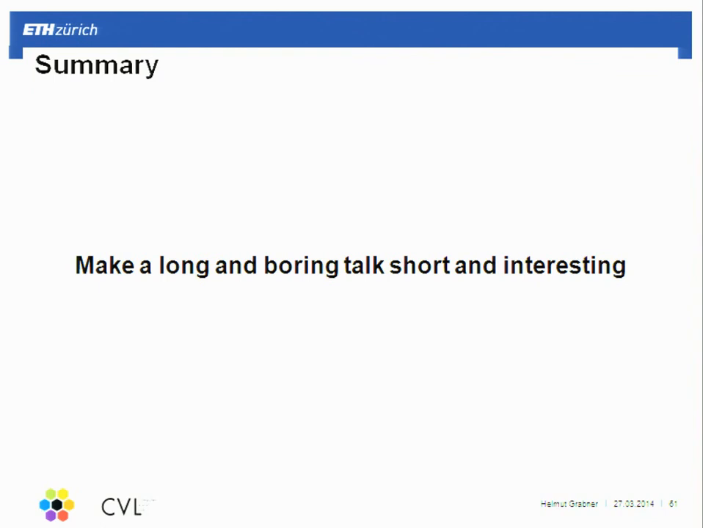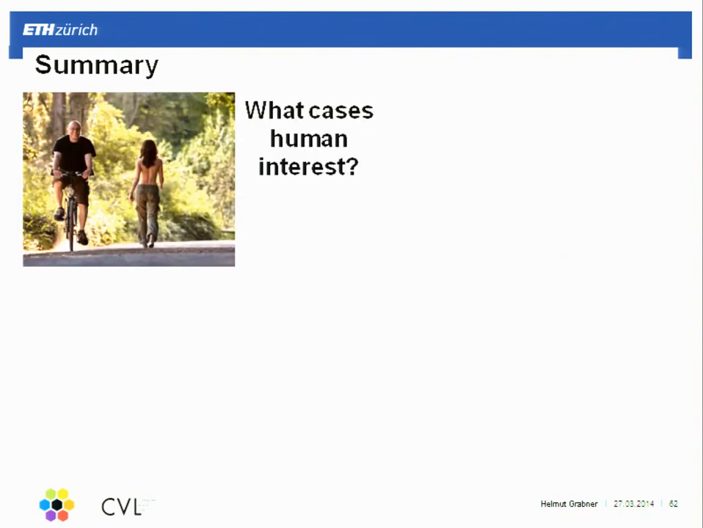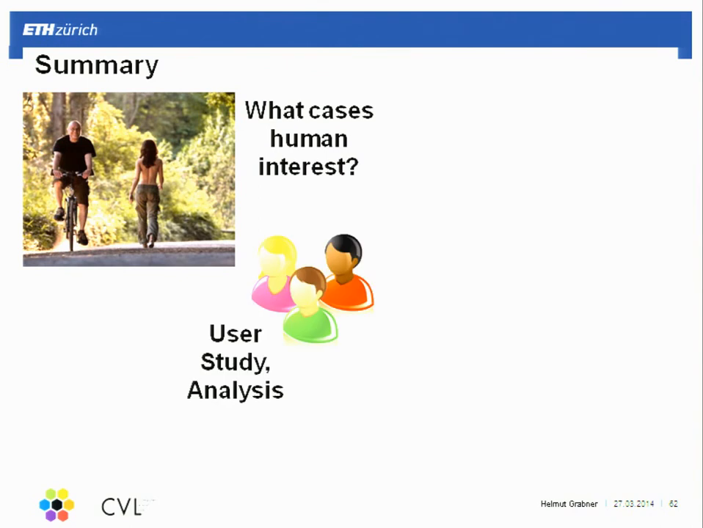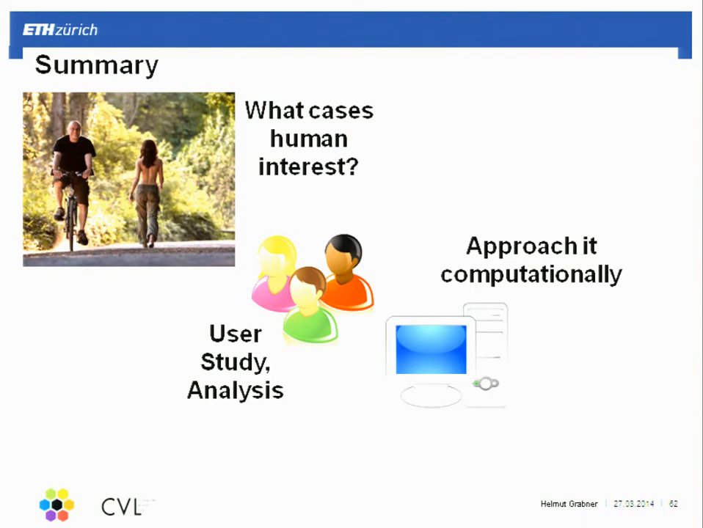Okay, finally, to wrap up. In other words, to make a long and boring talk short and interesting. I started with what causes human interest. Very general, very subjective. We broke it down. We did these human studies. Based on this, we extracted several kinds of features, which we can then use to build computational models. And now I showed you one application, or several applications, where you can think this might be useful. So the webcams are one of them, or the video summarization, or also a lot of other ones.